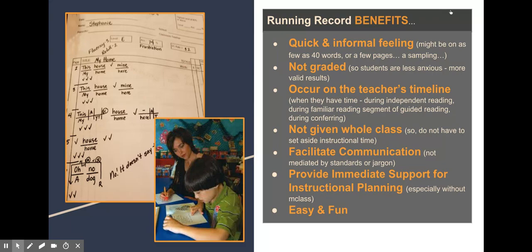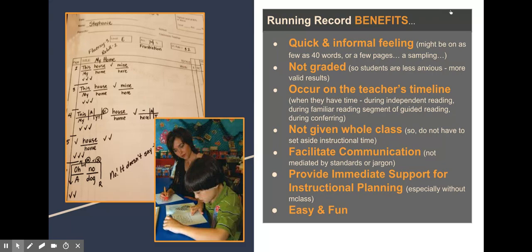First of all, they have a quick and informal feeling. You can take a running record on as few as 40 words. In kindergarten, there might be only 16, 20 words. You can take a running record on a few pages. You can take just a sampling. Running records are not graded, so students are less anxious and you get more valid results.